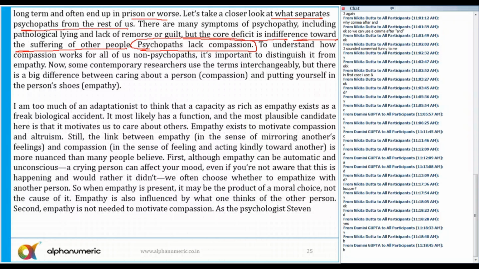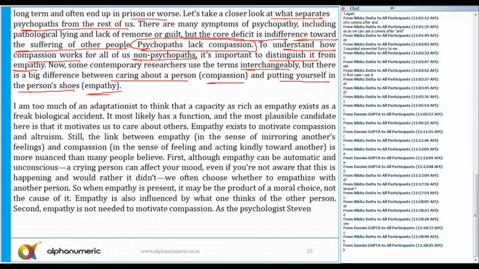To understand how compassion works for normal people, we will need to distinguish it from empathy. Compassion and empathy are not the same, even though people use them interchangeably. When you care about a person, that is compassion. And when you put yourself in another person's shoes, that is empathy. So caring about a person is compassion, and putting yourself in another person's shoes is empathy.